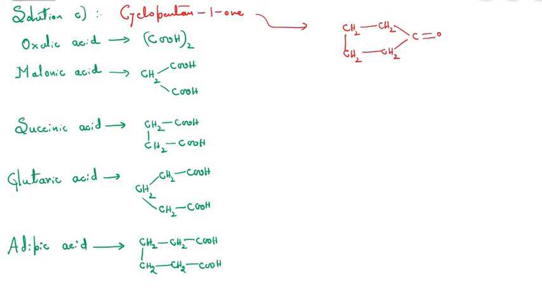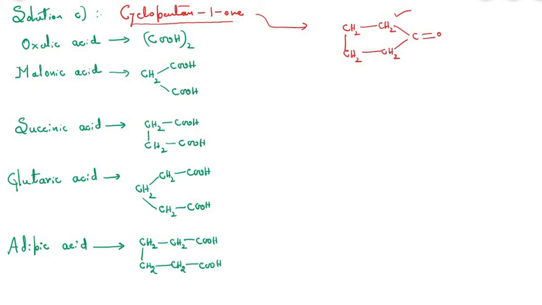So the next solution is for cyclopentan-1-one. I have written here cyclopentan-1-one, and its geometrical structure is written here. I hope you are able to see this. Now students, in order to prepare cyclopentan-1-one from calcium salts of carboxylic acid, so far we have learnt the preparation of aldehydes and ketones which are open chain, but here we are having a cyclic compound, cyclopentan-1-one.